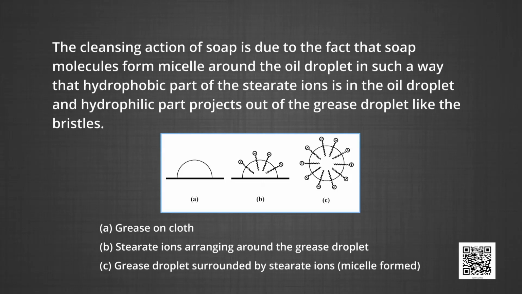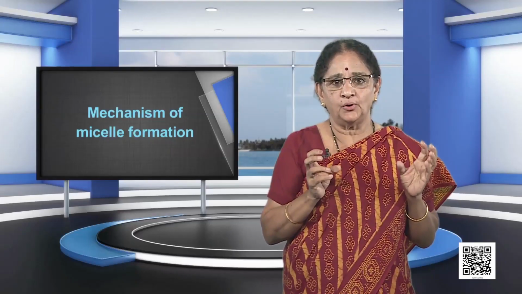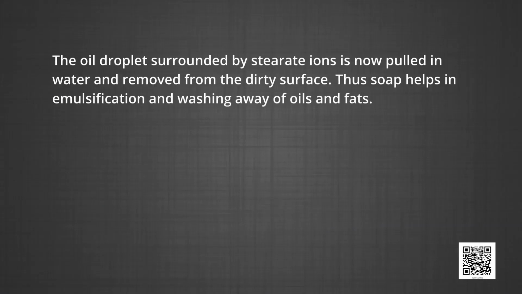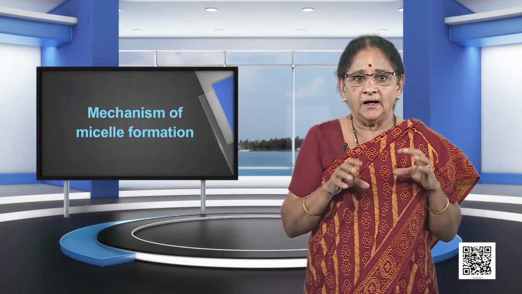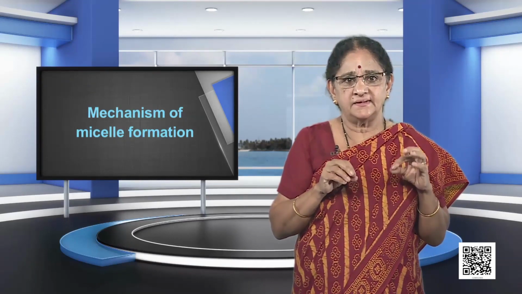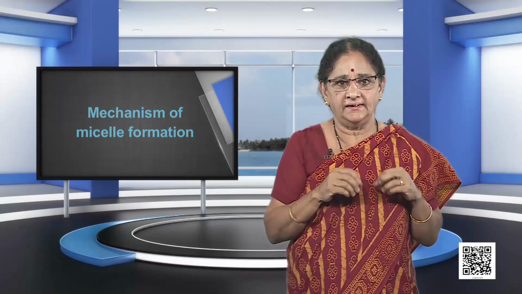that the hydrophobic part of the stearate ions is in the oil droplet and the hydrophilic part projects out of the grease droplets like the bristles. Since the polar groups can interact with water, the oil droplet surrounded by stearate ions is now pulled in water and removed from the dirty surface. Thus, soap helps in emulsification and washing away of oils and fats. The negatively charged sheath around the globules prevents them from coming together and forming aggregates.